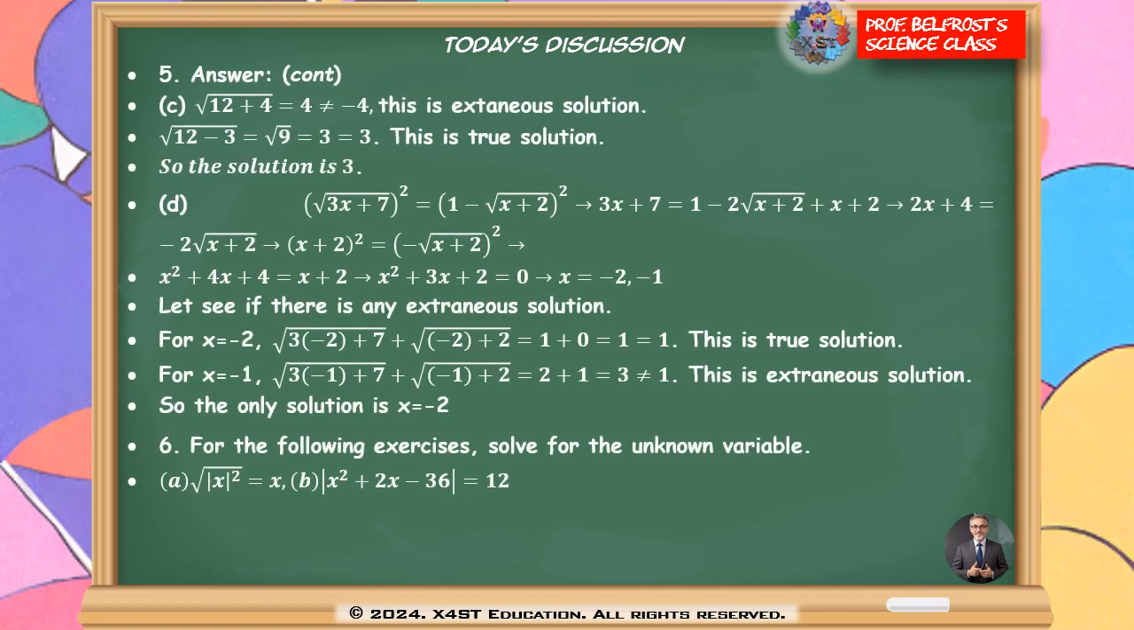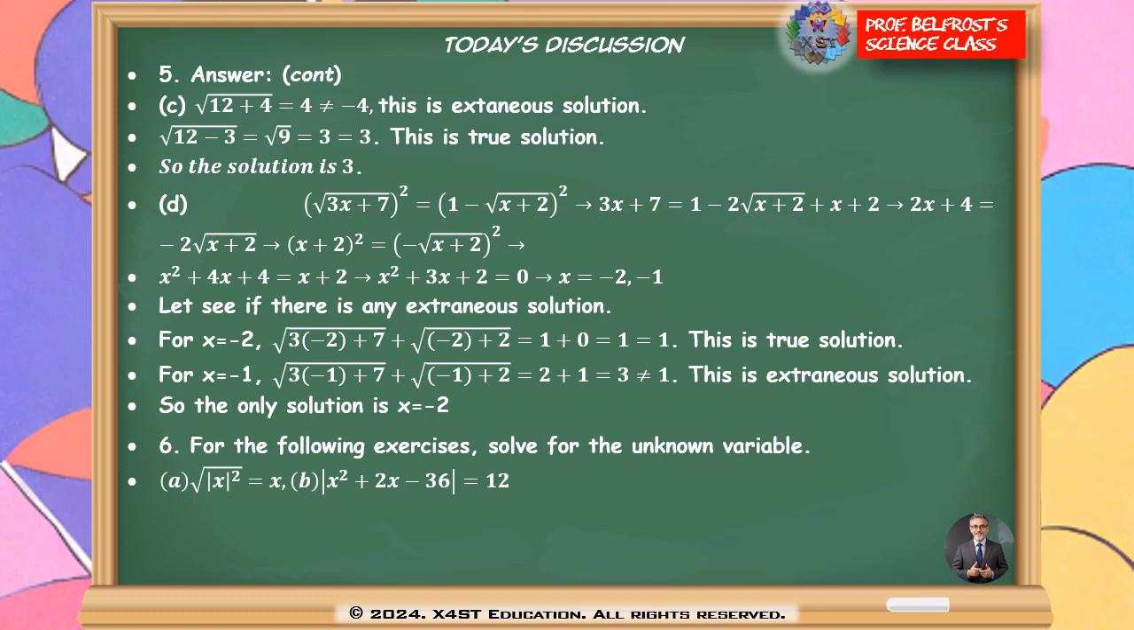How? By substituting it back to the initial equation as shown in the slide to find out which one is the extraneous solution and which one is the true solution. Okay, actually the process has been shown in the slide. I don't need to explain the numerals for you. You can just read it by yourself.